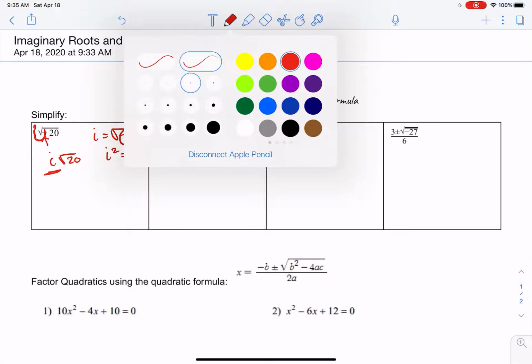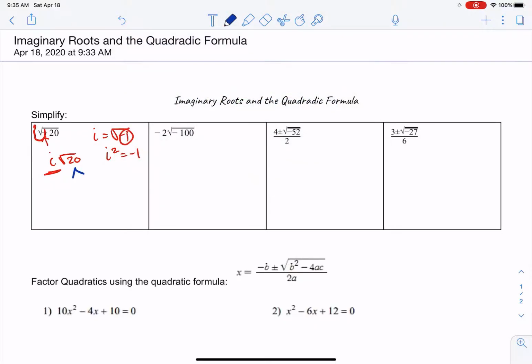But I'm not done because I need to break this 20 down. So what can I pull out of 20 that is a perfect square? 4. And that would leave me with 5. The square root of 4 is 2, so that's going to come out. The square root of 5 is not a perfect square, so it stays on the inside. So what I'm left with is 2, again from the square root of 4, i, because I pulled out that negative originally, root 5. So that's how you're going to simplify those radicals.